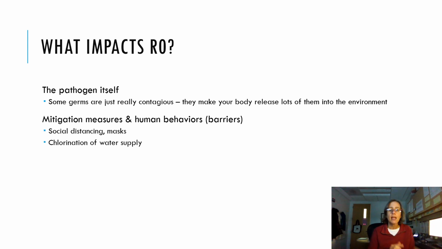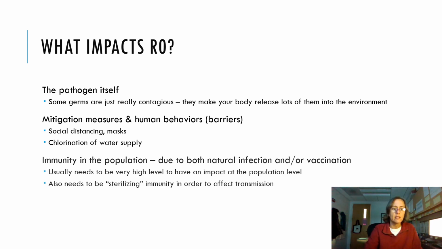But mitigation measures that we do or do not employ can make a huge difference on the R naught. So things like social distancing and masks reduce the ability of COVID to infect other people. Chlorinating our water supply reduces the ability of cholera to infect other people. So R naught is not just due to the germ itself, it's also due to the things that we do or do not do to try to control the germ, as well as our immunity to the germ.